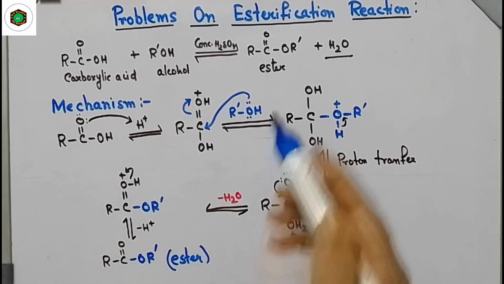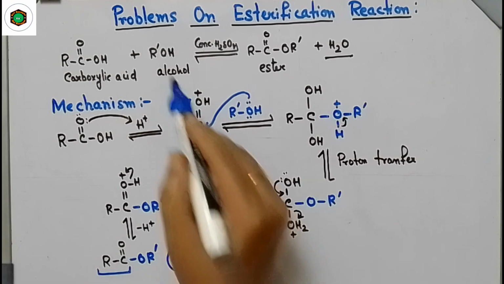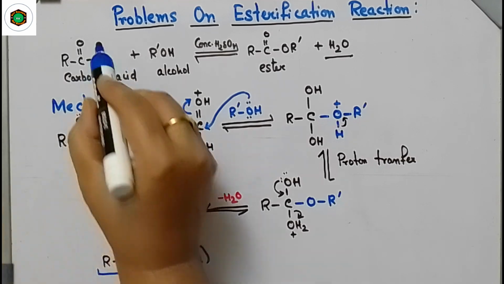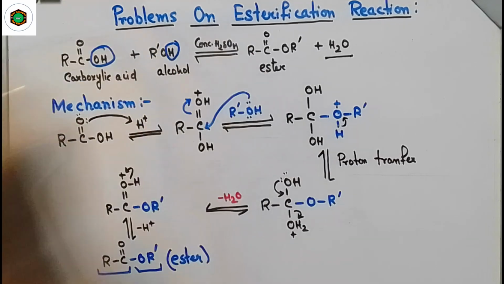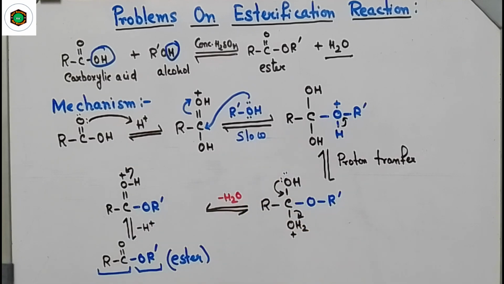So what is happening? We are getting ester, removal of water is taking place and we are getting back H+. So it is a catalyst. After the reaction we are getting back this one. If you observe the mechanism, you will understand that from carboxylic acid the RCO part is here and from alcohol R prime O is there. So from here removal of OH and from here removal of H is taking place. And see, this step is the slowest step. So this is the rate determining step.